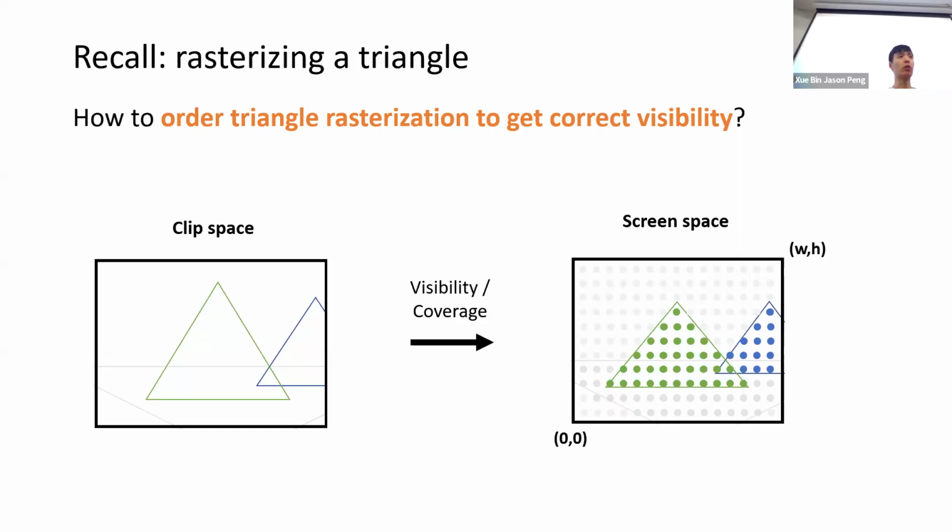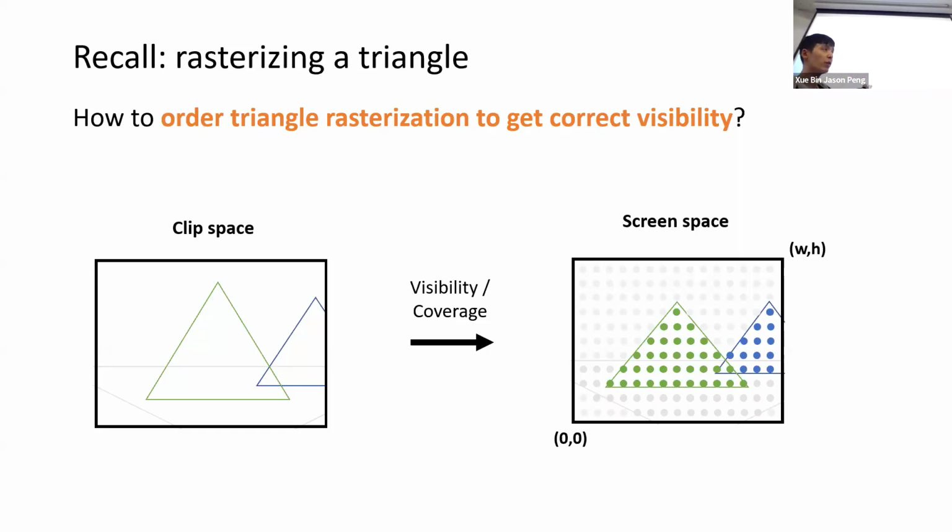So a triangle that's closer to the camera should block any of the other triangles that are further away behind that triangle. And we have to handle these occlusions correctly in order to produce a realistic image of a scene. So for example, in this scene here, we have three triangles, a green triangle, blue triangle, and a gray triangle. And these triangles occlude different parts of other triangles in the scene.